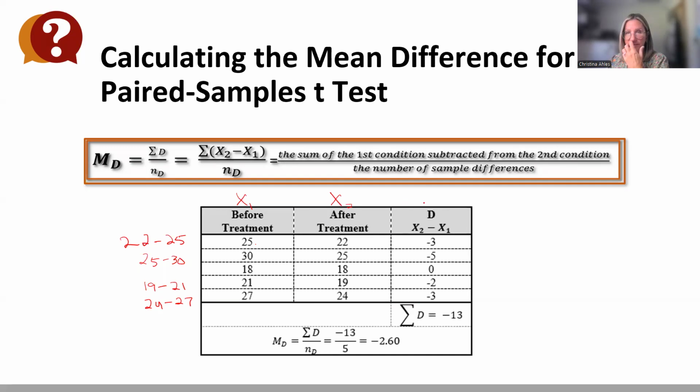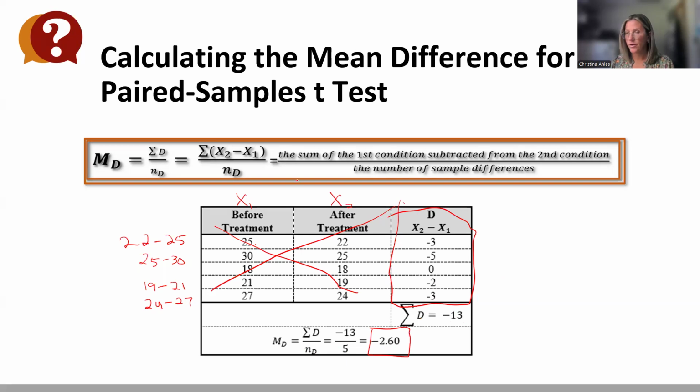Now, once you have your differences, which is like D, you can basically ignore the original data and just do a single sample t-test using these differences. If you add up the sum of the D differences, you should get negative 13. Because there are 5 differences, that's our sample size, so our mean difference is negative 2.60. It's just like sum of X, but instead it's sum of D because these are the differences.